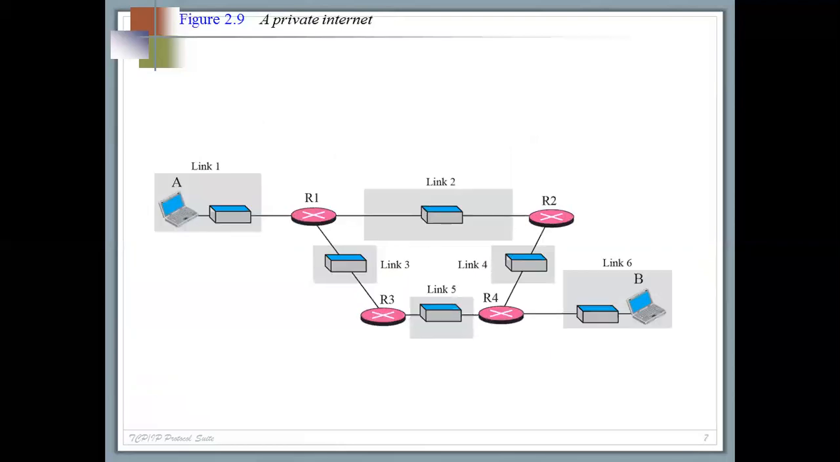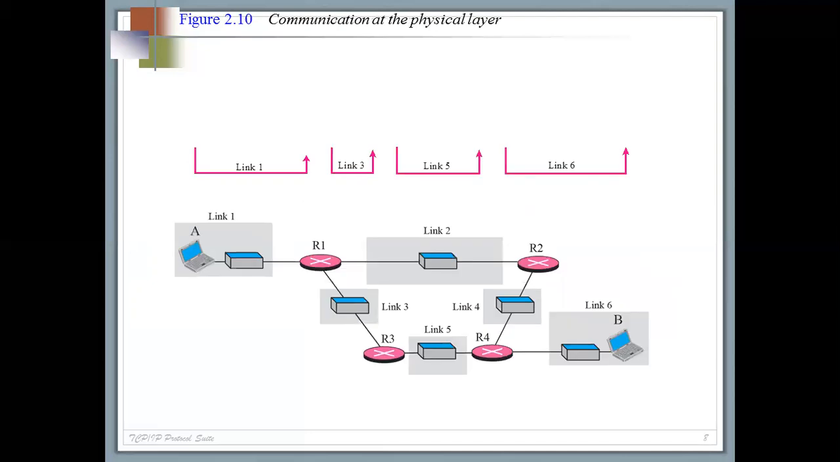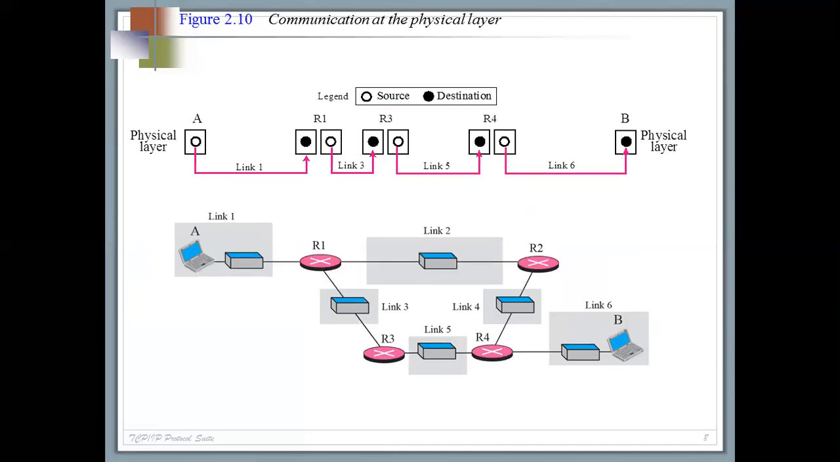Let us consider an internet, where A is the source and B is the destination, and we can go from A to B. We have n number of routes: A to R1, R1 to R2, R2 to B, or R2 to R4 and then R4 to B, or A to R1, R1 to R3, R3 to R4, and R4 to B. But it will take only the shortest path. So most probably it will pick A to R1, R1 to R3, R3 to R4, and then B. This is how it is done.